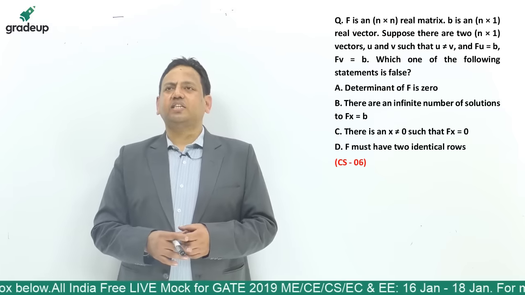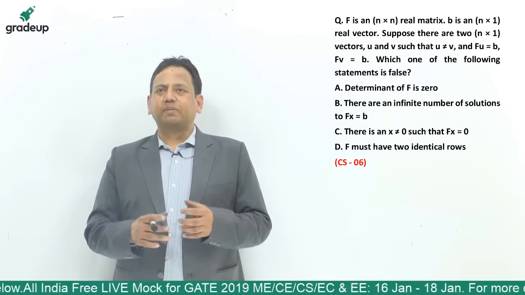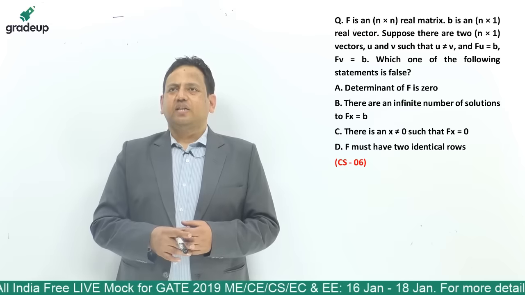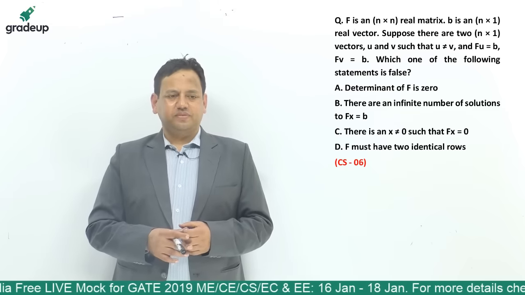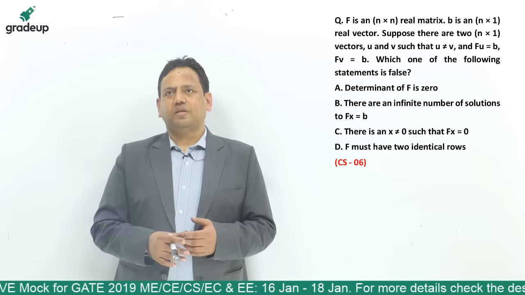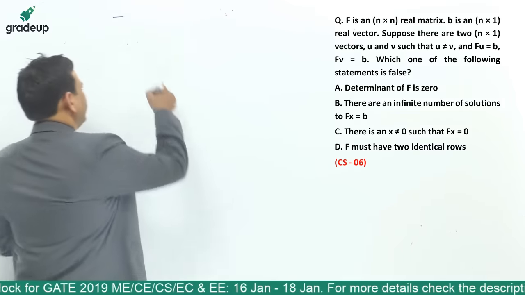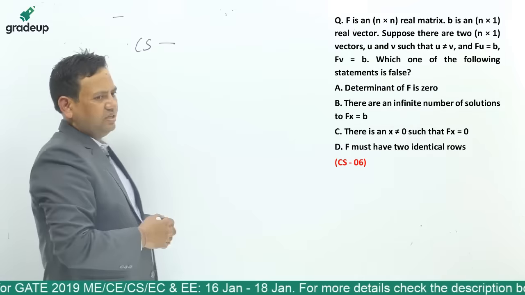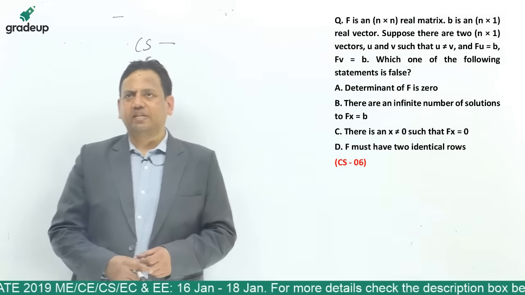Ganesh, inconsistency is related to rank, and trivial means the solution of the equations. Now just write down the answer, CS. I will take one more question after that and then I will start with the eigenvalues.